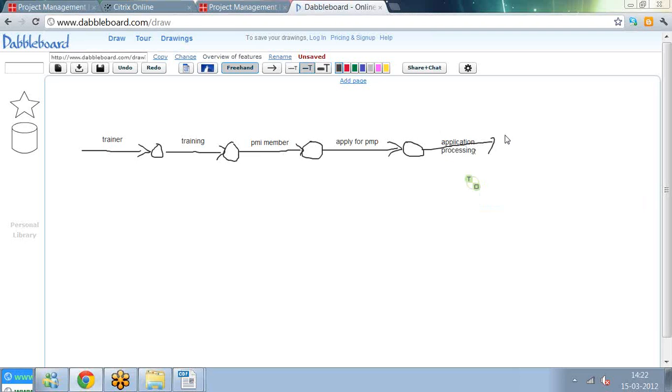Then what will be the next one? Once your application is approved, they'll send you a reference code. And using the reference code, you can schedule your exam at the nearest Prometric testing center. Yeah, and once the exam is scheduled, what will be the next activity?